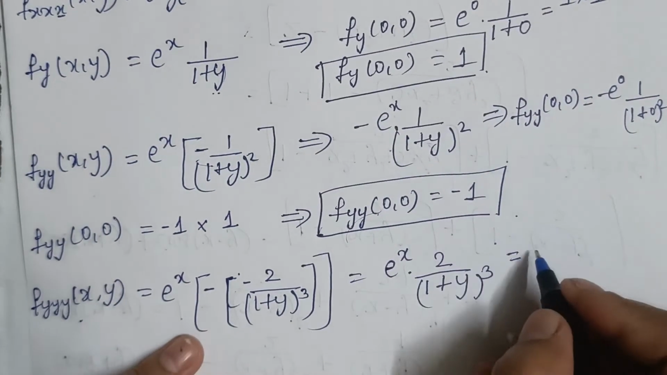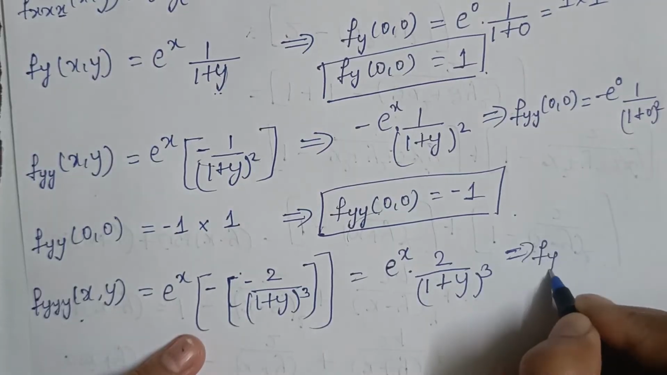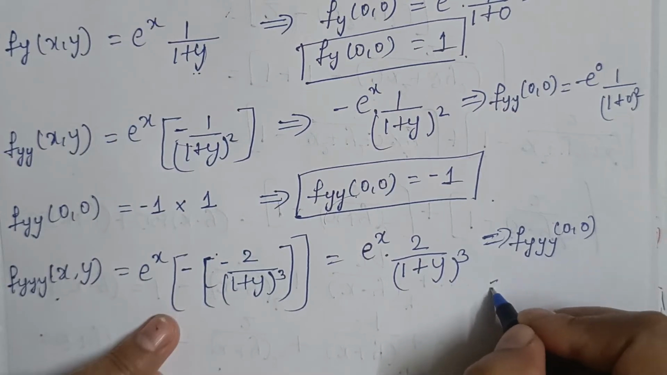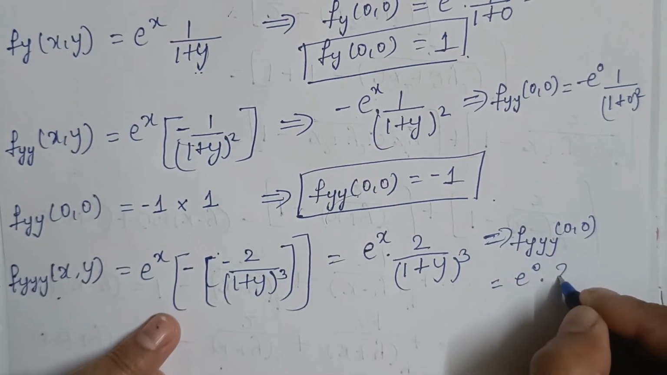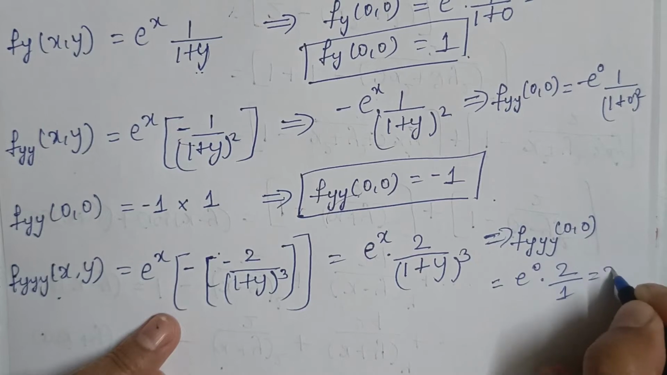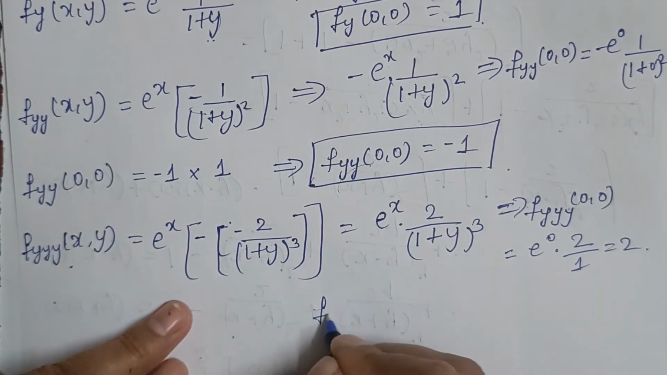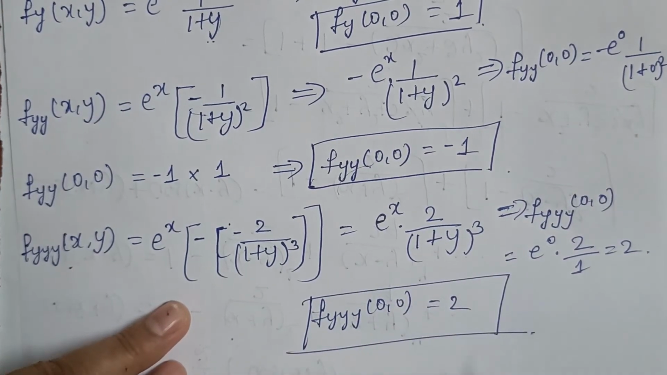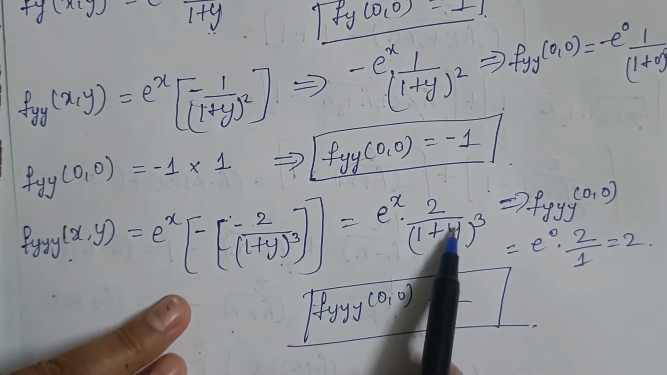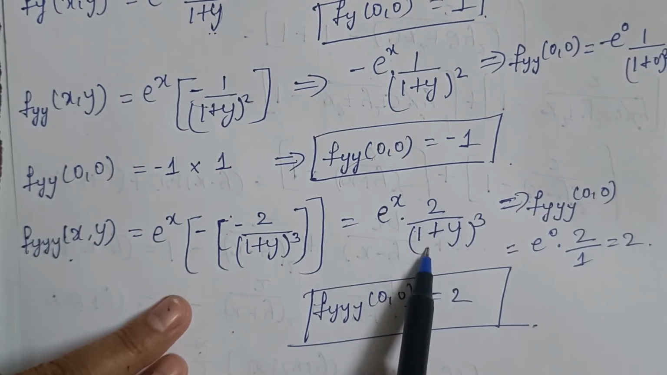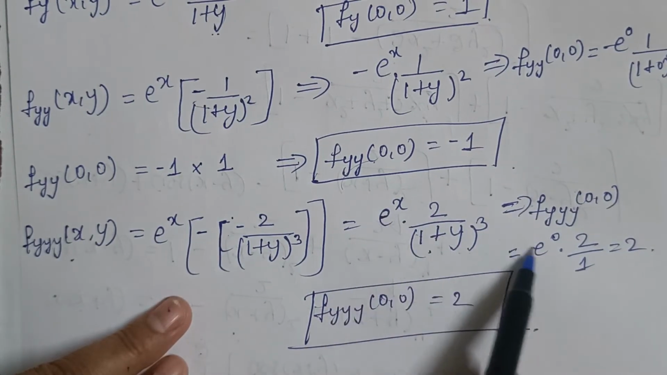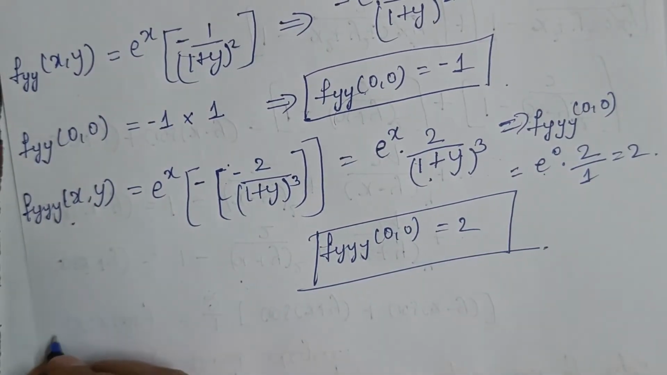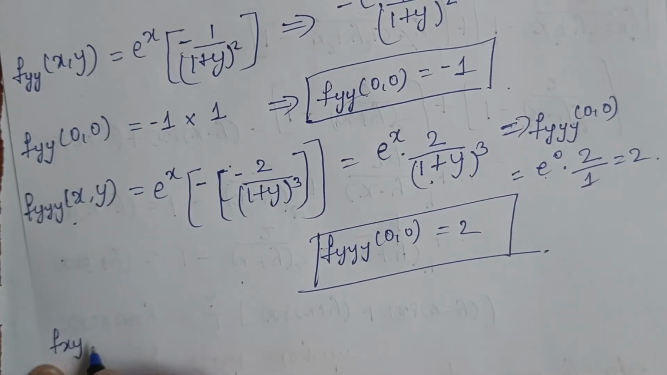So if I want to have it at (0, 0), this can be written as e^0 into 2 divided by, this is going to become 1, so this is 2. Here y is going to be 0, so 1 cube, 2 divided by 1 is 2 only. And e^0 is 1, so 1 into 2 is 2 only. Correct?